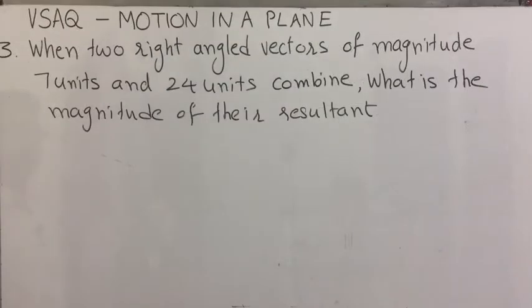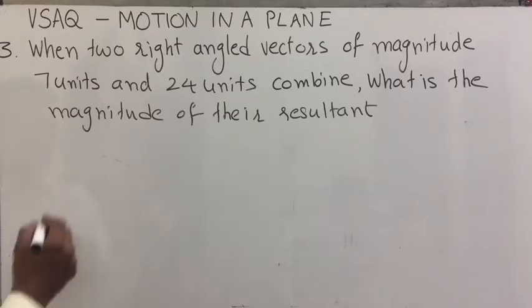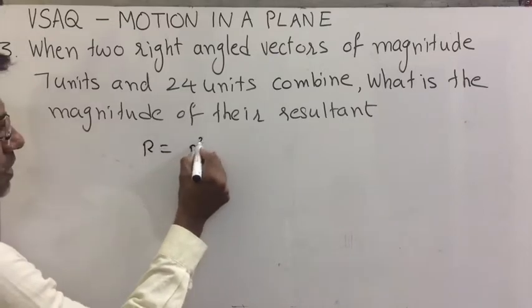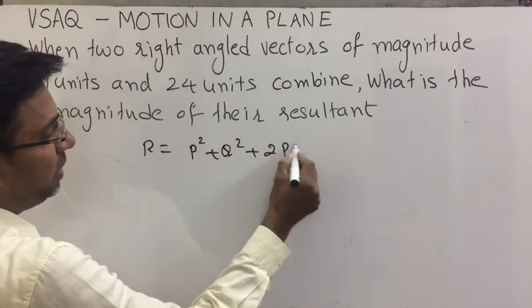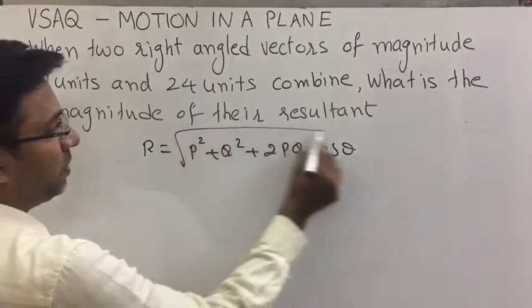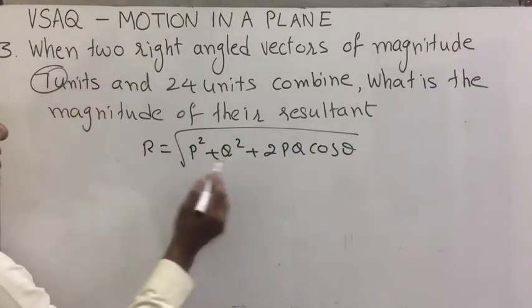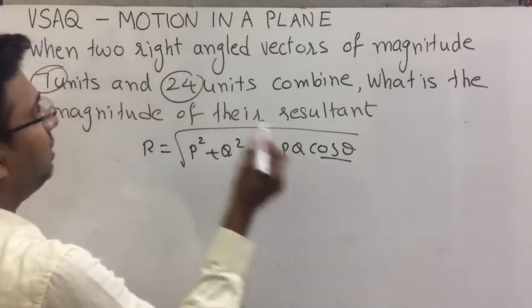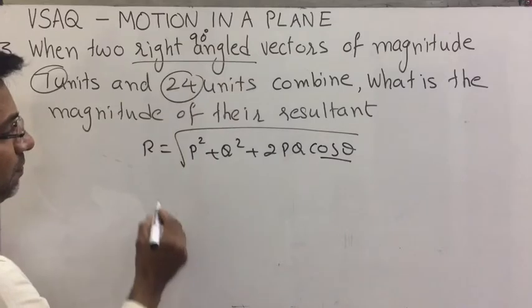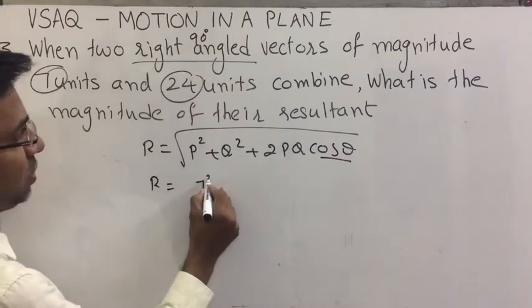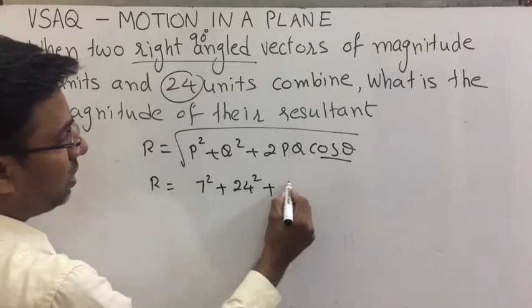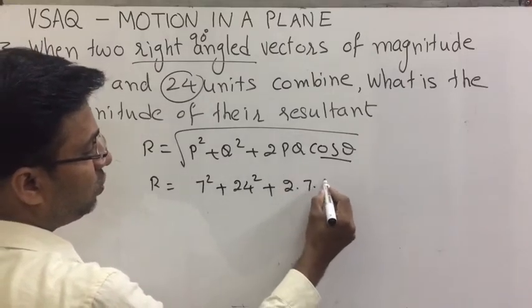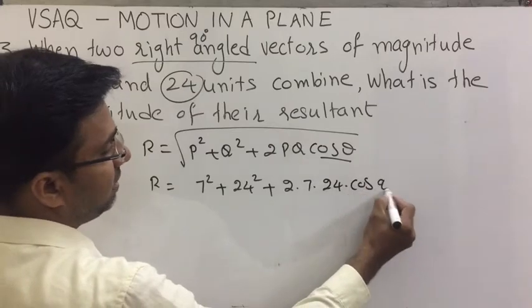Next question. When two right angle vectors of magnitude 7 units and 24 units combine, what is the magnitude of their resultant? Whenever two vectors are given and we have to find the magnitude, we use the formula R equal to the square root of P square plus Q square plus 2PQ cos theta. Here P is 7, Q is 24, and theta, a right angle, is 90 degrees.